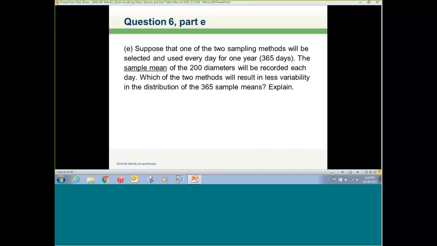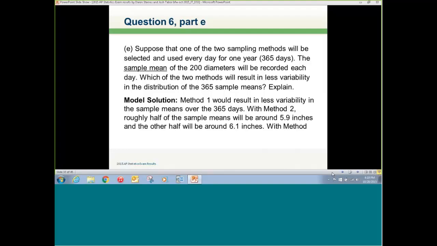It says, suppose that one of the two sampling methods will be selected and used every day for 1 year, that is 365 days. The sample mean of the 200 diameters will be recorded each day. So they'll take a sample, get an X bar, record it. Next day, they'll take a sample, get an X bar, and record it. And they'll do that over and over and over again until they have 365 X bars. And the question says, which of the two methods will result in less variability in the distribution of the 365 sample means? Explain. So I'm going to skip over the model solution for a second and show you this picture.